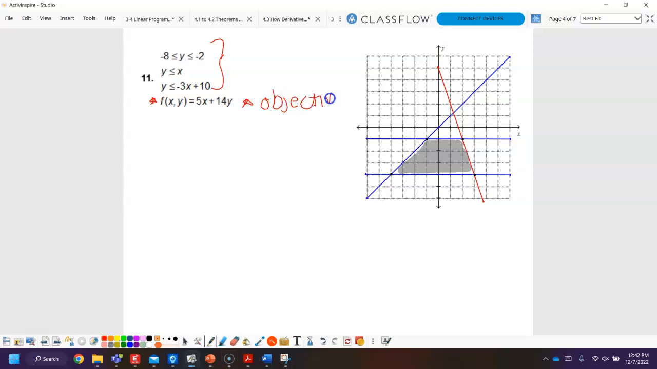Objective function. You do not graph the objective function ever. Can't graph it. You plug into it. So for example, in number 11, we are going to plug into my objective function all of my vertices. And my vertices come from all of the corners at which the graph meets. So let's write down all of those corners.